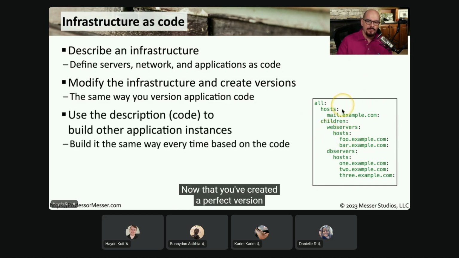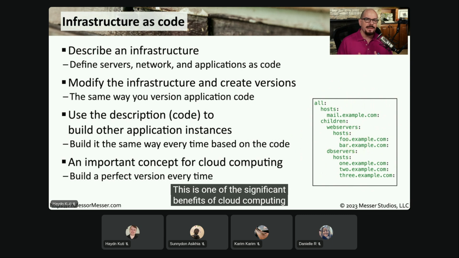Now that you've created a perfect version of the application instance, you can easily use that code to rebuild the instance on any cloud provider at any time. This is one of the significant benefits of cloud computing, that you're able to create an entire infrastructure all based around one single definition of infrastructure as code.